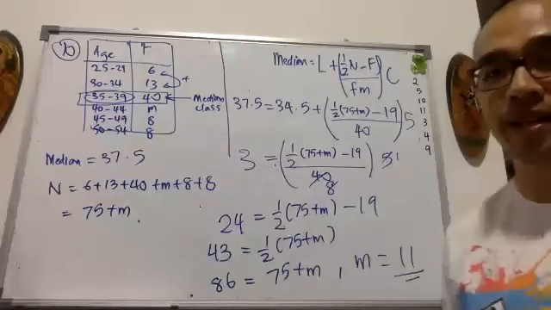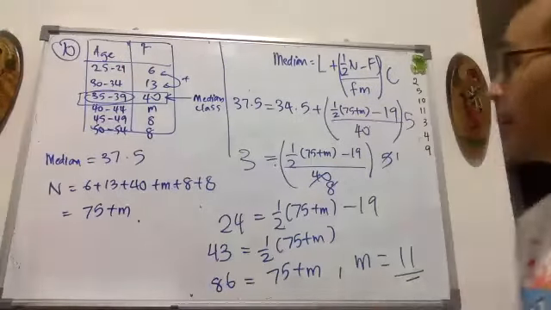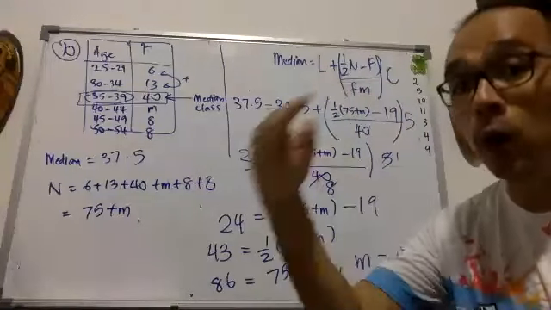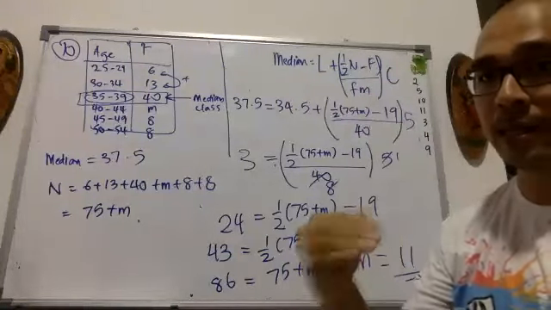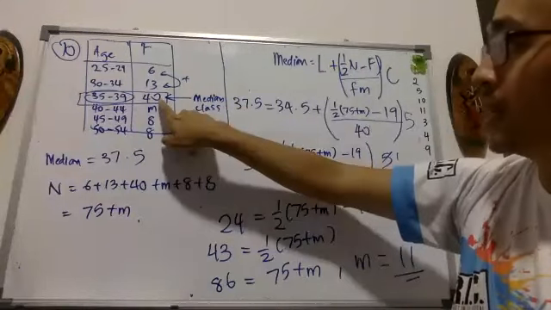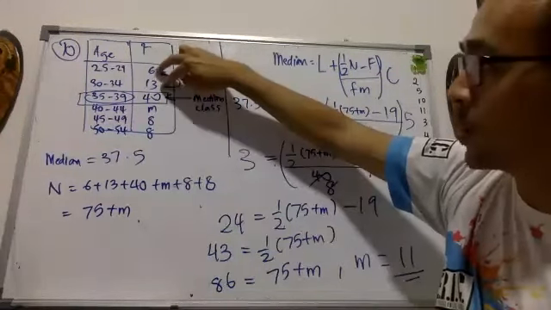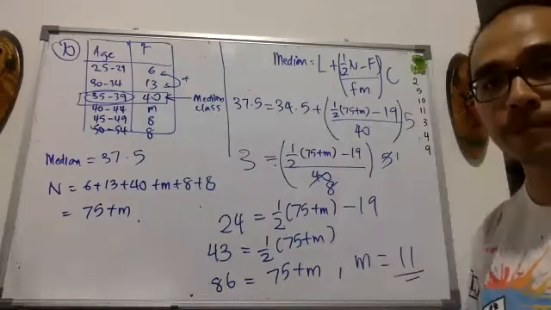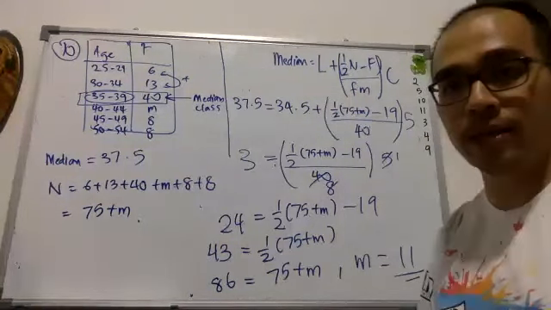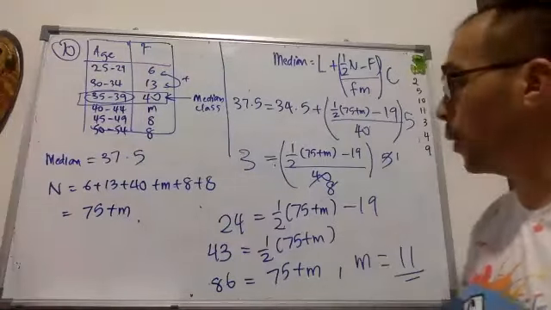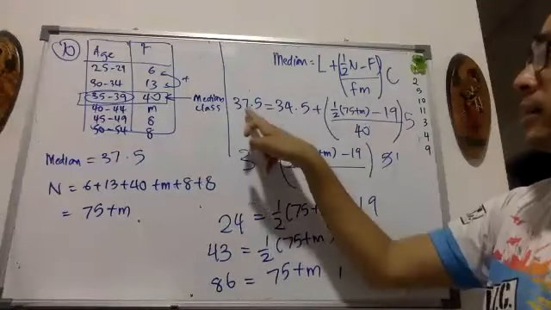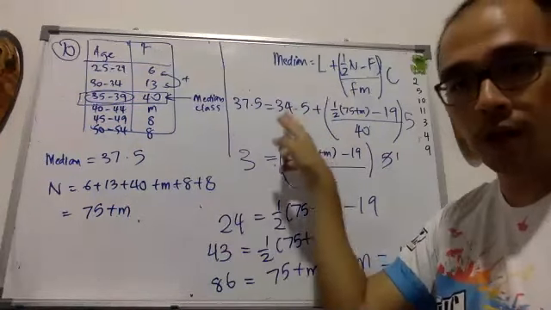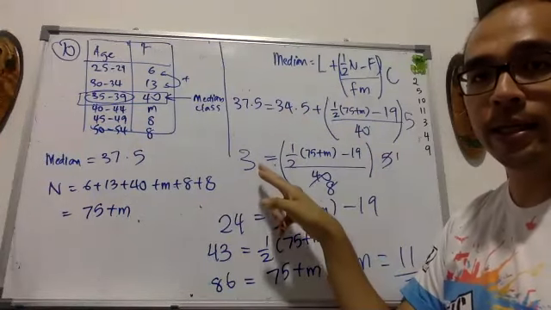Where does 19 come from? 19 is the total frequency before the median class. This is the median class, so the total frequency before it, 6 plus 13, is 19. Cecilia, I hope that answers your question. Where does 3 come from? This 3 is 37.5 minus 34.5; I bring it to the other side, subtract, and I get 3.